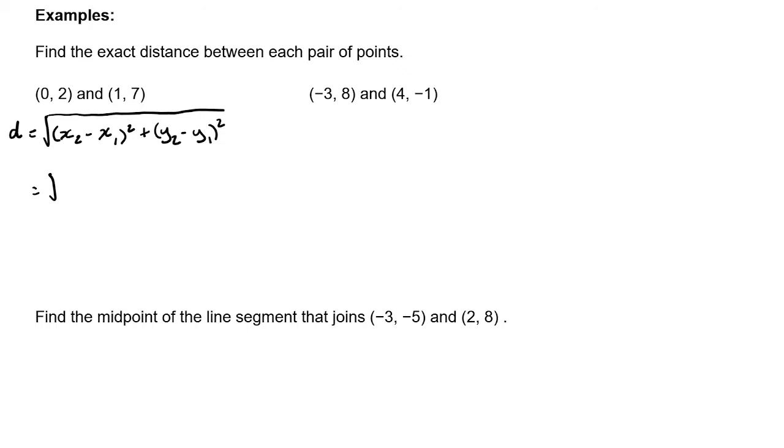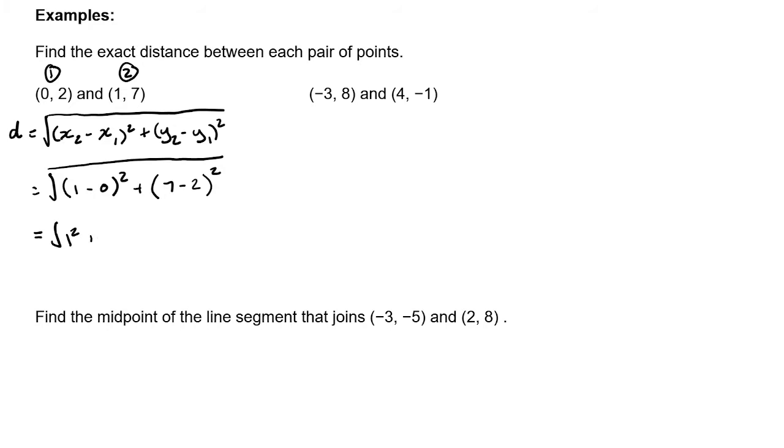Alright, so point 1, point 2. So x2 is going to be that 1, so the second x is a 1, minus 0 all squared, plus 7 minus 2 all squared, all under our square root sign. Now for these ones too, we do want to try and keep exact answers. We don't want to get really long decimals. So we're not going to use the calculator for these ones. We're just going to find the final solution with a square root sign under it.